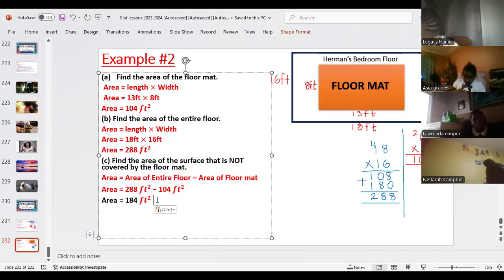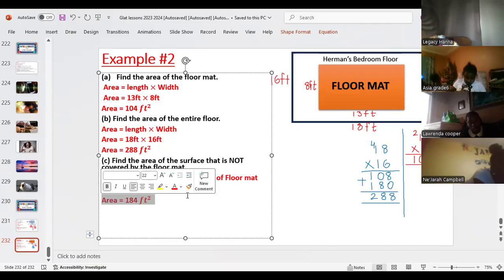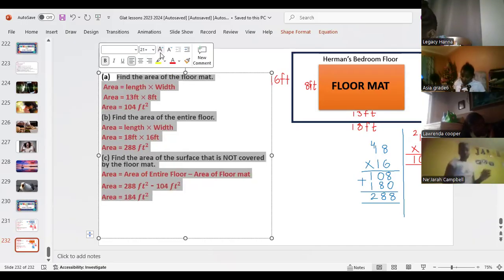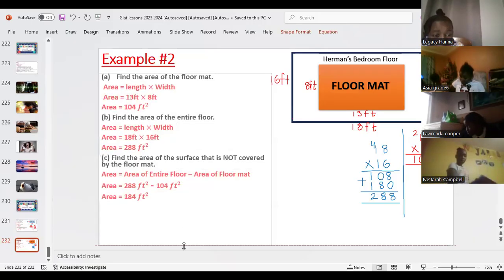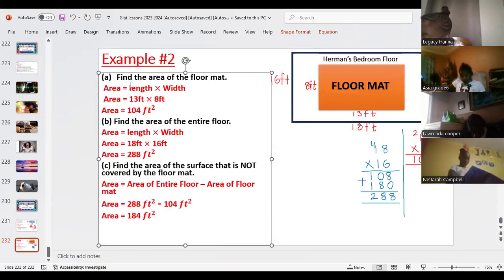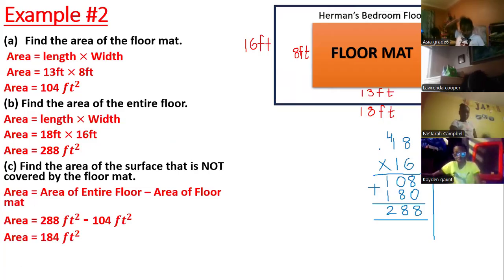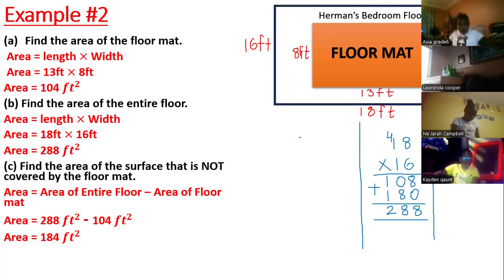184 feet squared. And the way we got that is we subtracted. Definitely we subtract. So it's going to be 288. Please show all the working. 288 minus 184. Kaden, you understand this?